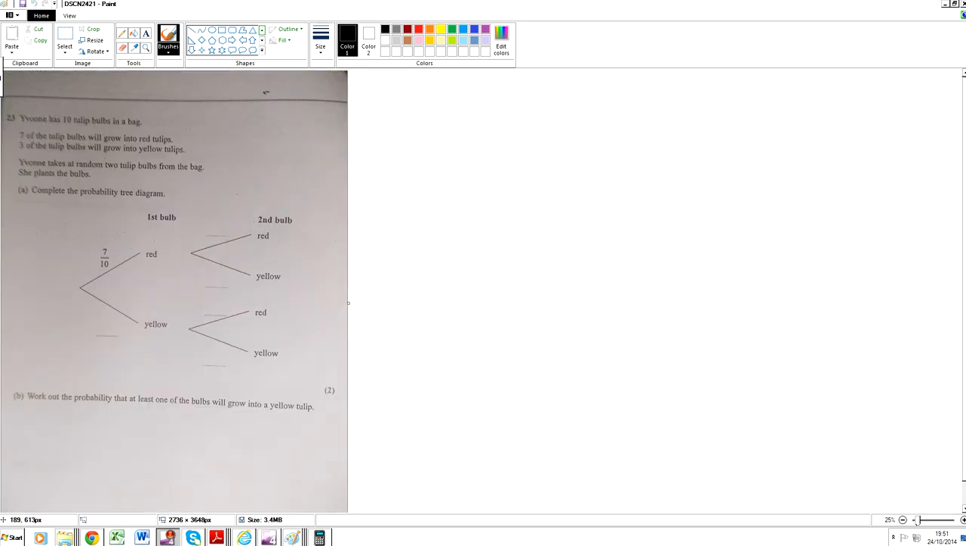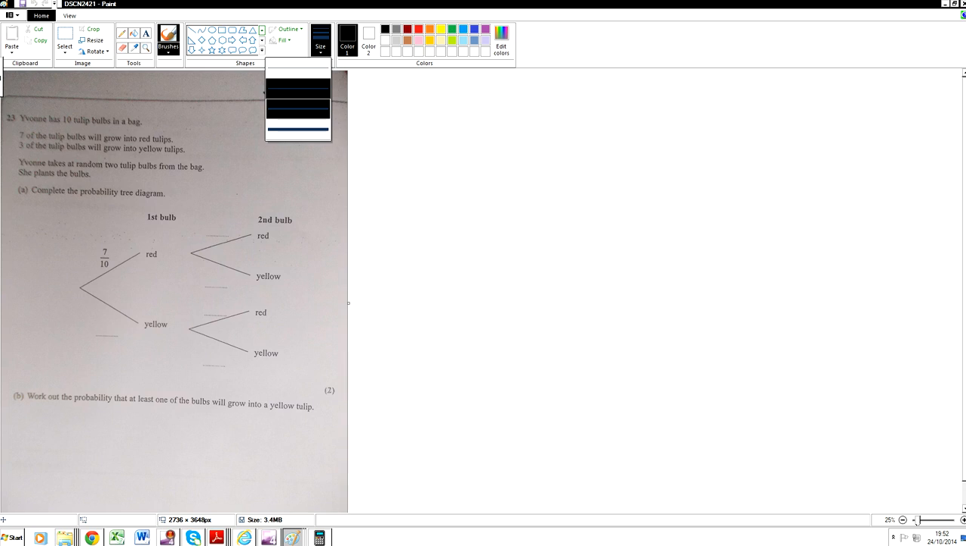Are we ready? Okay. Yvonne has 10 tulip bulbs in a bag. 7 of the tulip bulbs will grow into red tulips and 3 of them will grow into yellow. Yvonne takes at random 2 tulip bulbs from the bag. So this question is without replacement, so the second fraction should change. Complete the probability tree diagram.